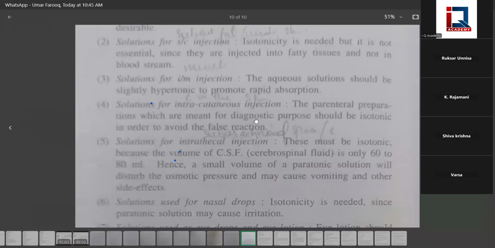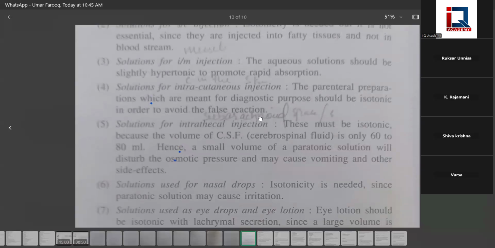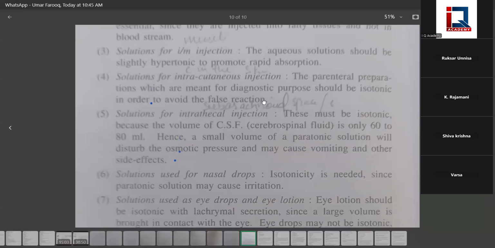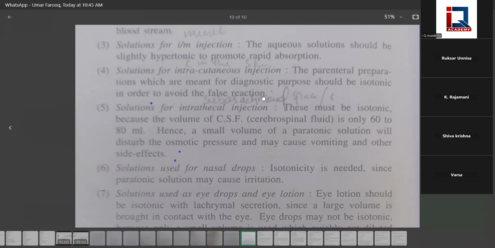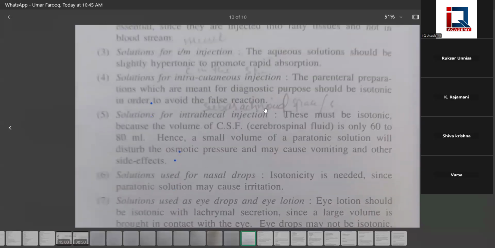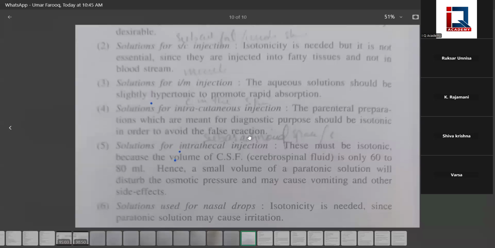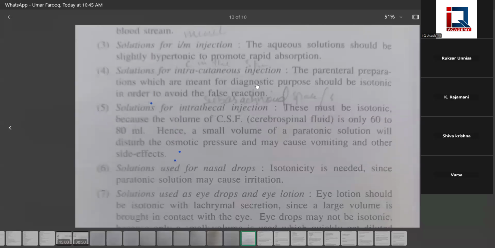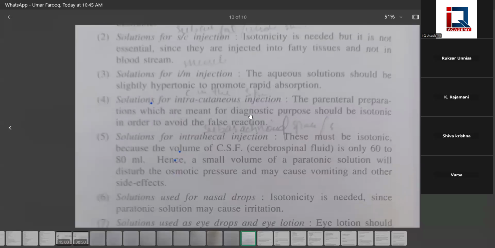And the intracutaneous injections, the parenteral preparations which are meant for diagnostic purposes, should be isotonic in order to avoid false reactions. And intrathecal injections, basically which are given in CSF, cerebrospinal fluid, 60 to 80 ml is generally present. Hence, a small volume of paratonic solutions will disturb the osmotic pressure and may cause vomiting and other side effects. So you should be careful, and it should be isotonic. So in this case, IV should be isotonic, IM should be hypertonic, intracutaneous should be isotonic, and intrathecal should also be isotonic. Only one should be hypertonic, which is IM, intramuscular. That point should be noted.